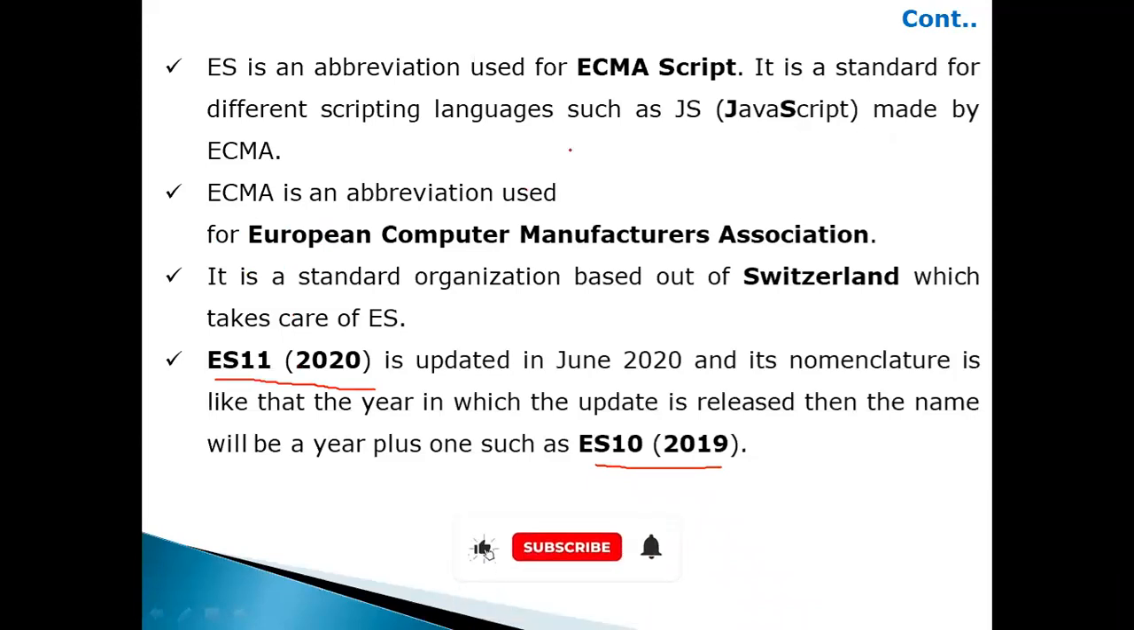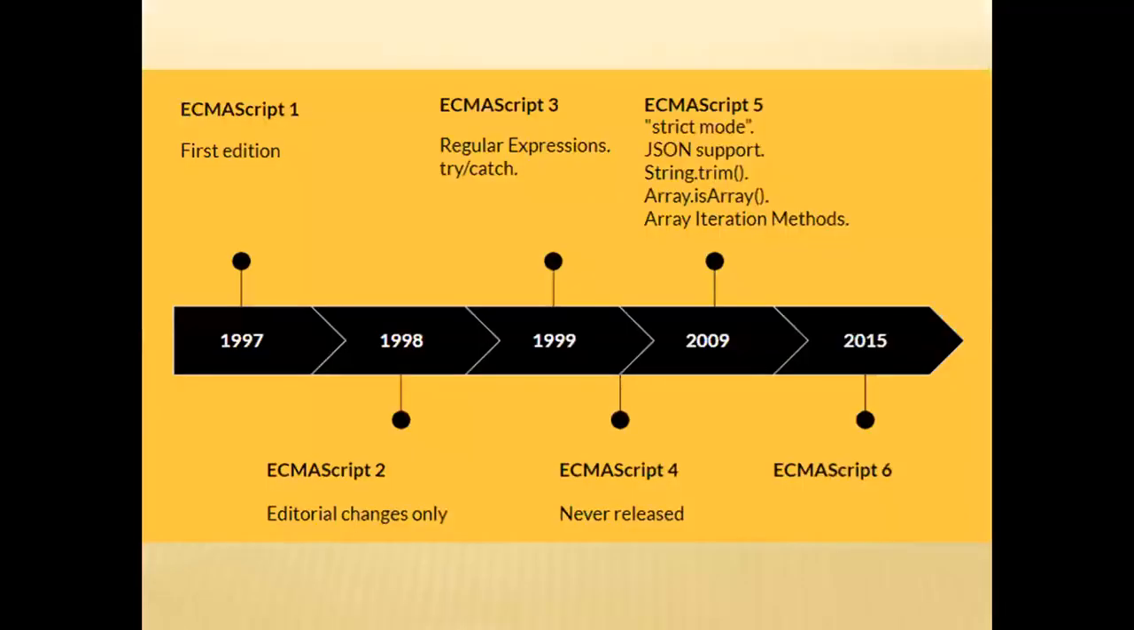Now, first of all, what is the purpose of ES? It is a scripting language, similar to JavaScript. Before we start using ES6, let us have a history of the different versions that have come into the market.